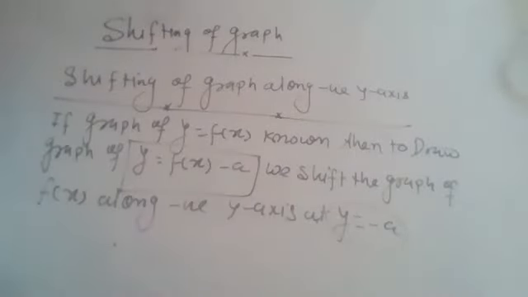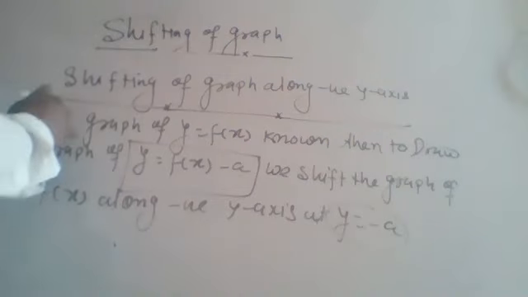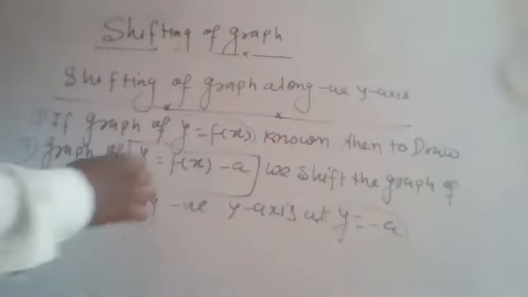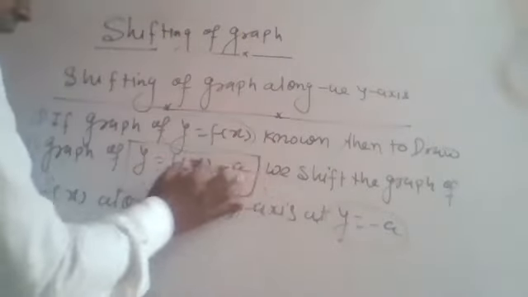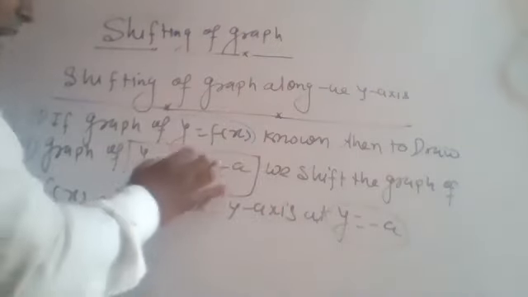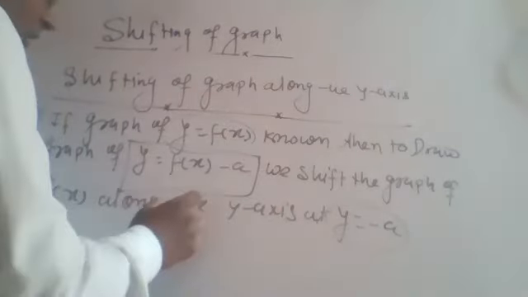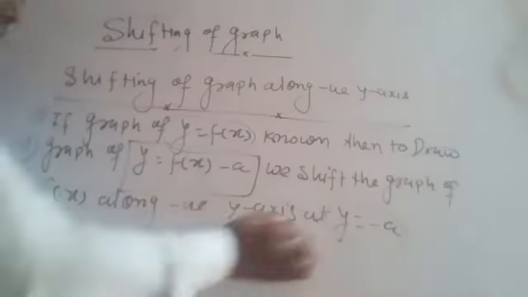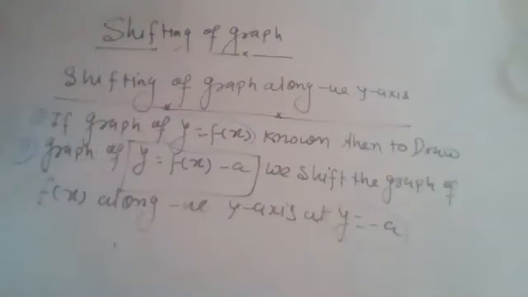So here are the two basic steps. First of all, we have to draw the graph of y equals f(x), the basic function. After that, we see that the constant is subtracted from the function, so we shift the graph of y equals f(x) along negative y-axis. Negative y-axis means below the x-axis, at y equals minus a. So just write down onto your copy.